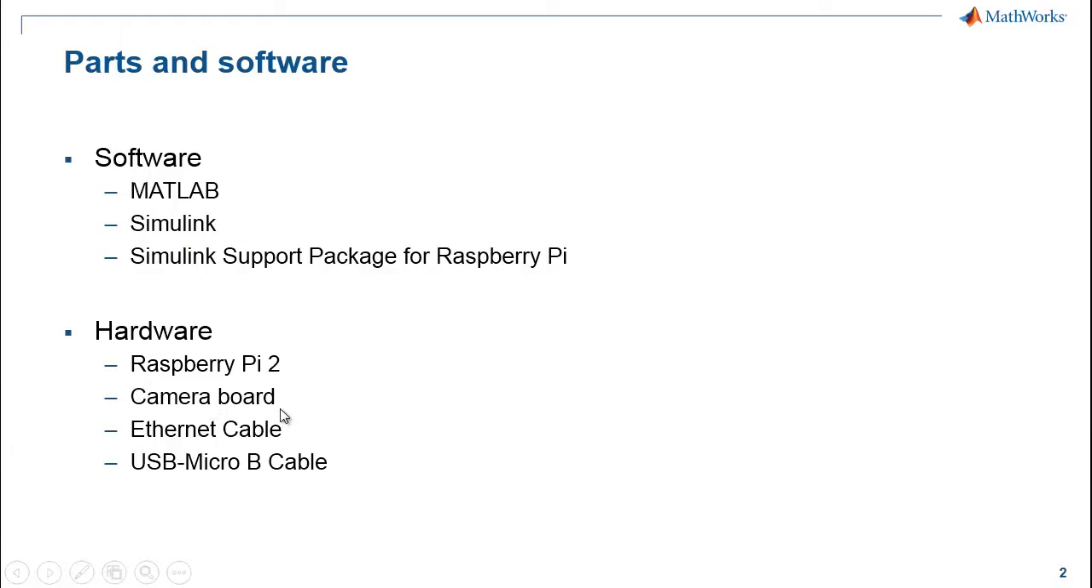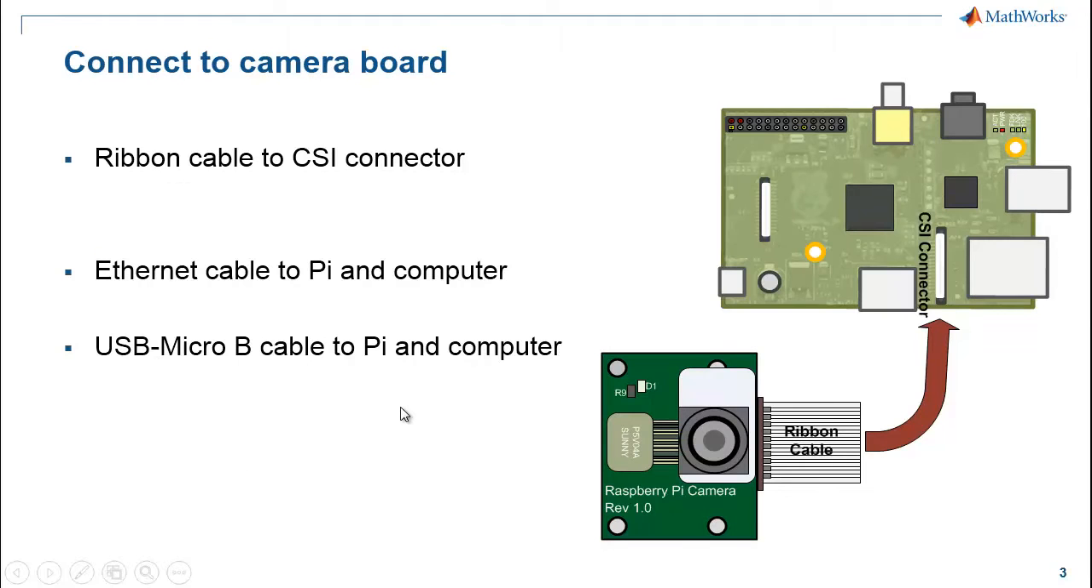I have a Pi 2, camera board, Ethernet cable and a USB microB cable for this demo. To get the connections right, plug in the camera board to the CSI connector port on the Pi 2. Also connect the Ethernet and USB cables to both the Raspberry Pi board and your computer.